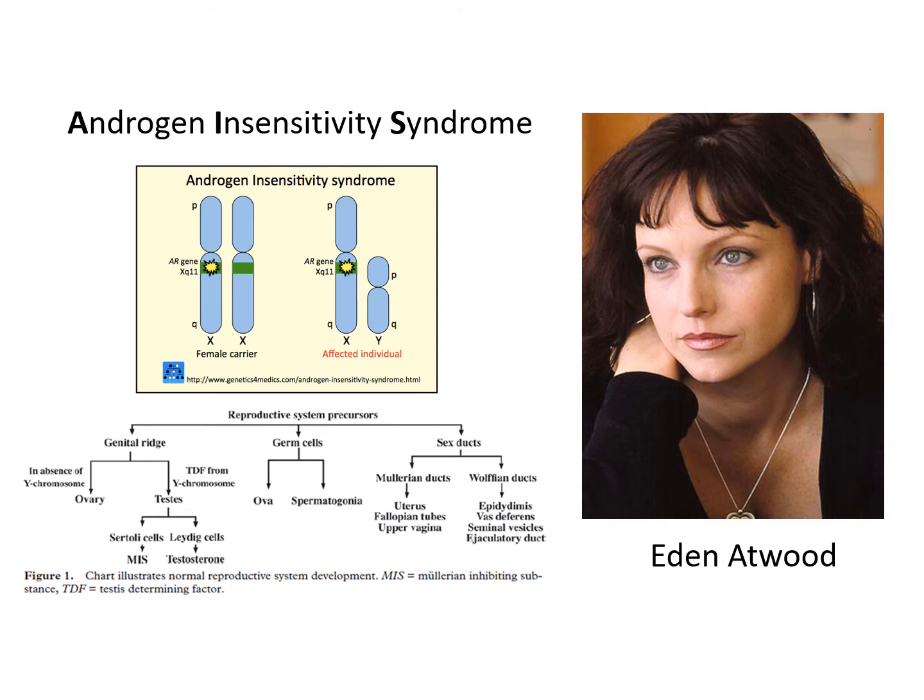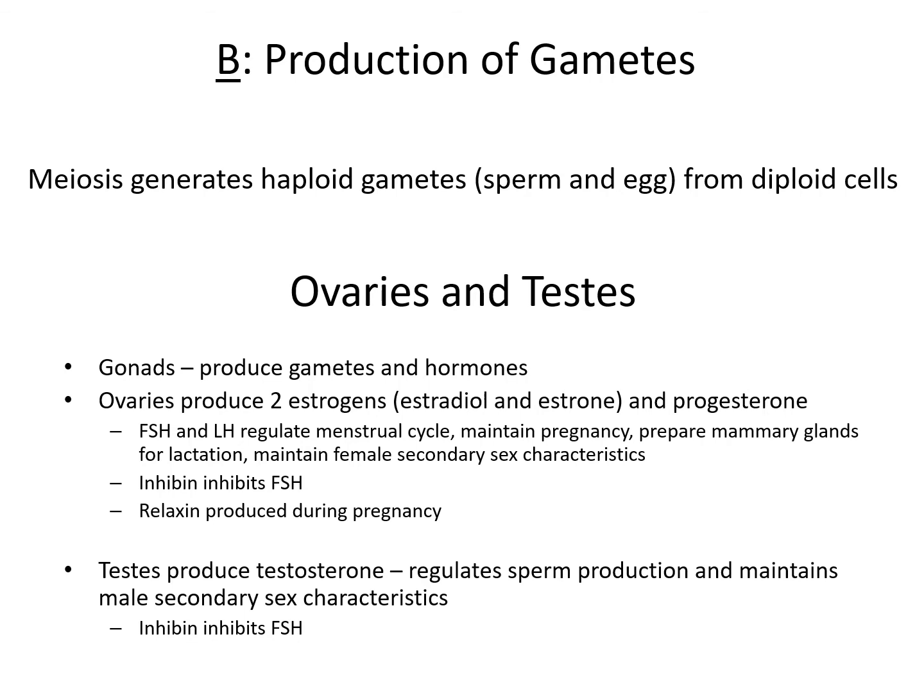On to part 2, the production of gametes. Gametes are produced by a special type of cell division called meiosis. Meiosis only occurs in the gonads, and the gonads, of course, are the ovaries or testes. The ovaries and testes produce gametes, and they also produce hormones. We're not going to talk too much about the hormones just yet. We'll come back to that when we talk about the reproductive system and its anatomy.